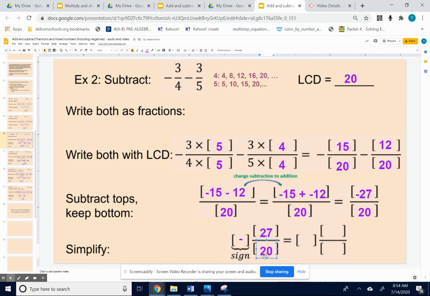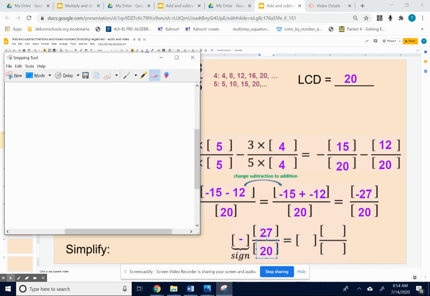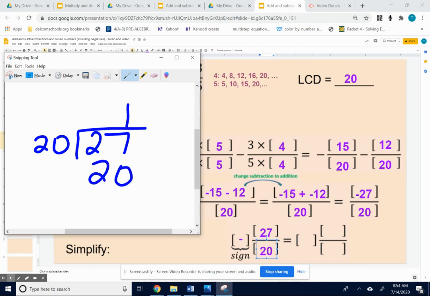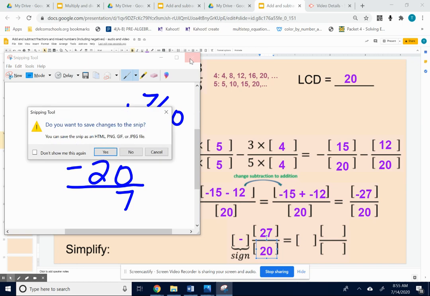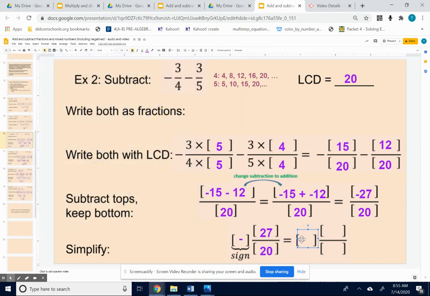One more thing you want to be able to do is to notice that this is improper. The top number is bigger than the bottom. 27 is bigger than 20. So we need to know how to change that to a mixed number. So we're going to take 27 divided by 20. That's one way to do it. 20 goes into 27 once. 1 times 20 is 20. Subtract, you get a remainder of 7. So one way to change this to a mixed number is to just take that remainder and put it over the 20 that you divided by. So 1 and 7 over 20. So another way to write this is keep the negative there. Negative 1, 7 over 20.